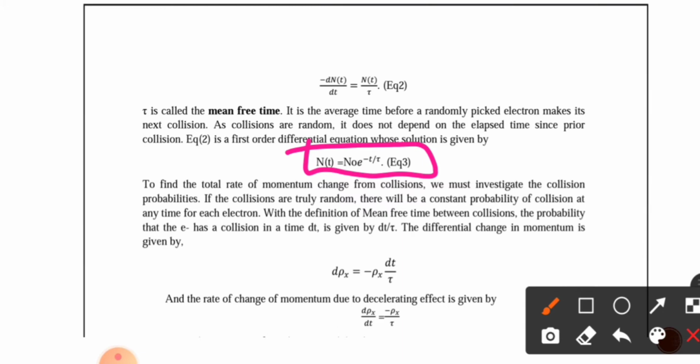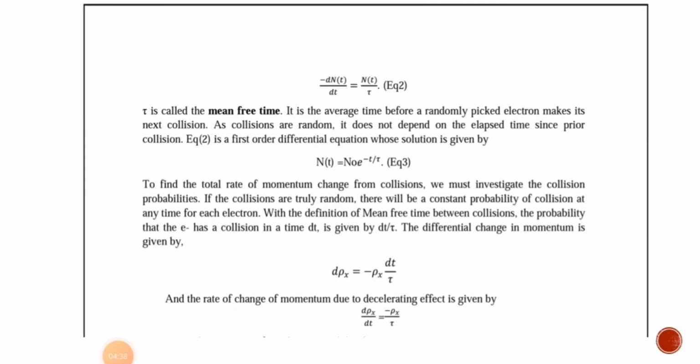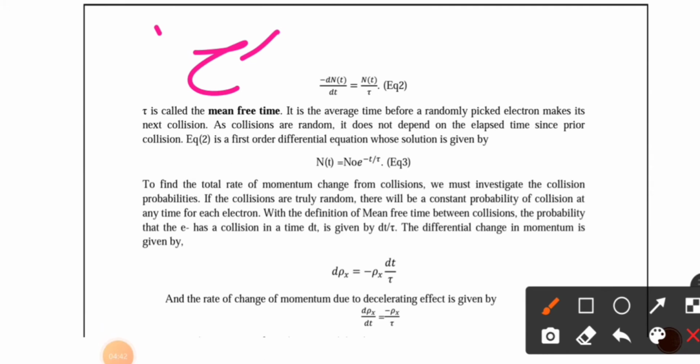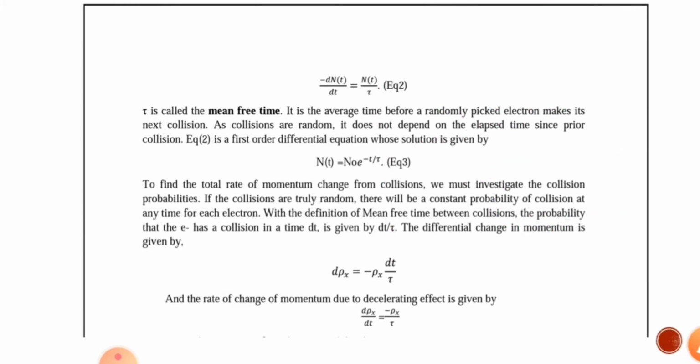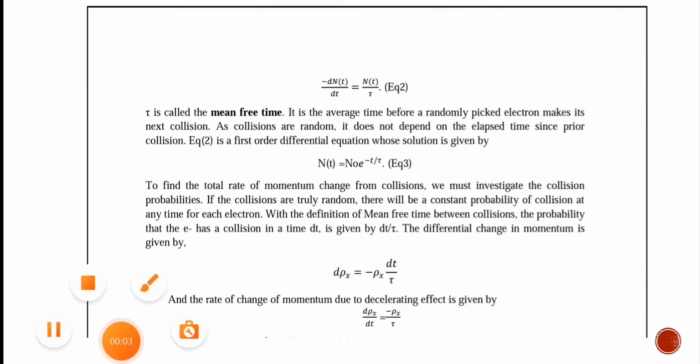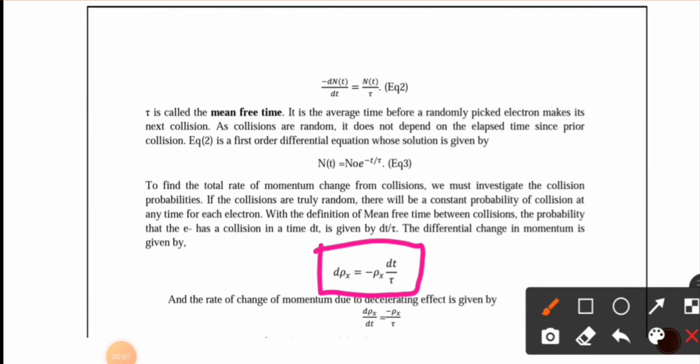With the definition of mean free time between collisions, the probability that an electron has a collision in a time dt is given by dt by tau. So tau is the mean free time, that means the time between collisions. Dt by tau is the probability for an electron to have a collision in a time dt. So the differential change in momentum is dpx is equal to minus px into dt by tau, where dt by tau is the probability that an electron has a collision in time dt.